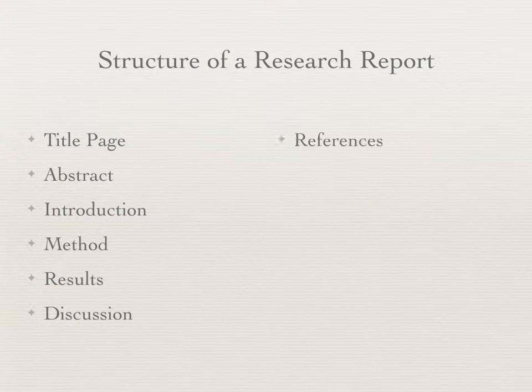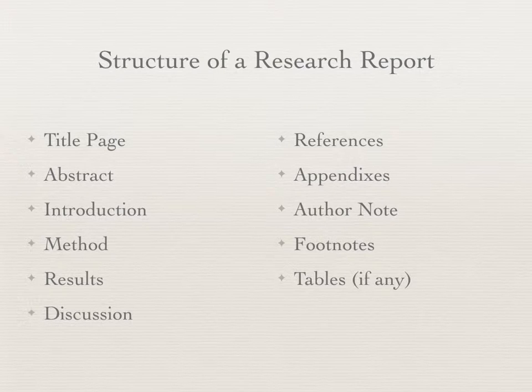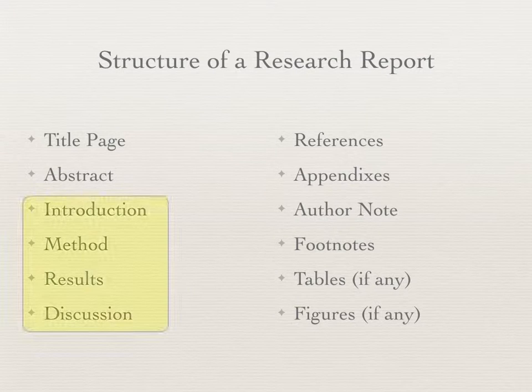So there's a title page, an abstract. You guys are not responsible for an abstract. Introduction, methods, results, discussion, references, appendices, author's note, footnotes, possibly tables, possibly figures. The introduction, methods, results, and discussion are really the body of the paper. That's really where all your important information is, and they have these subheadings to really tell you where to go.